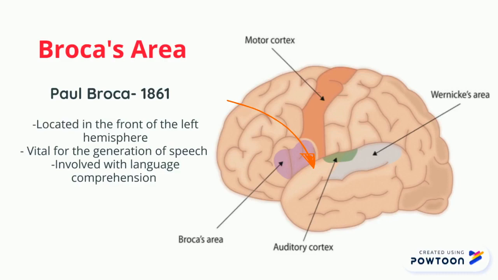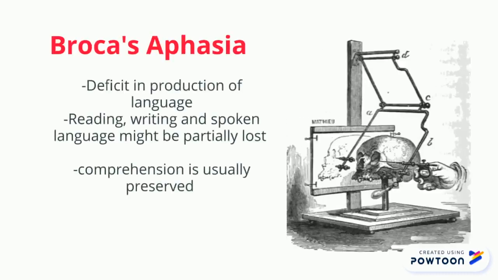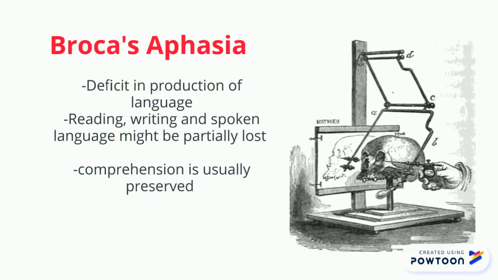From the study of these lesions, he understood that this area of the brain is responsible for the generation of language. The patient Tan came to Broca being only able to say "tan." The lesion on his brain led to what is known as expressive aphasia or Broca's aphasia, characterized by partial loss of the ability to produce language, either spoken, manual, or written, even though comprehension remains intact.